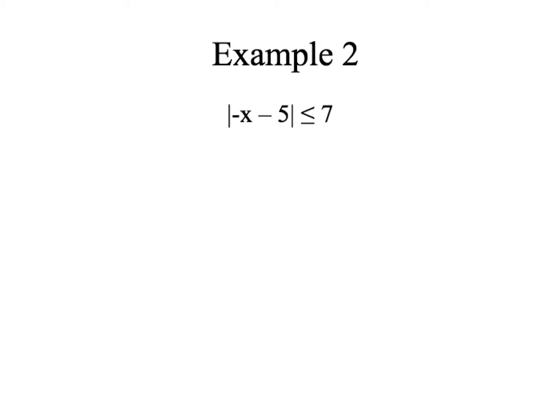Example number 2. The absolute value of -x minus 5 is less than or equal to 7. So I first want to look at, okay, it's less than, so that's a conjunction. And if it's a conjunction, I need to follow the steps. Step 1, isolate the absolute value if necessary. Well, it's already isolated, so I don't need to worry about that.